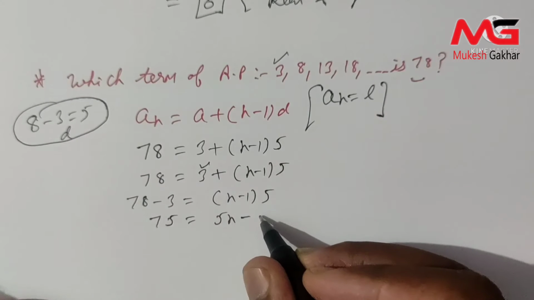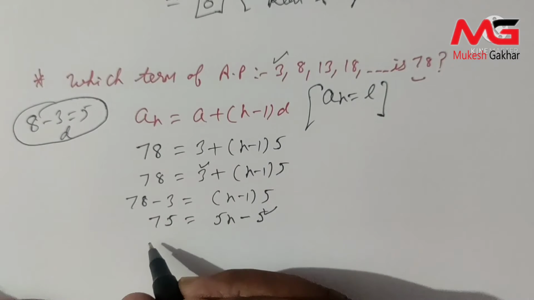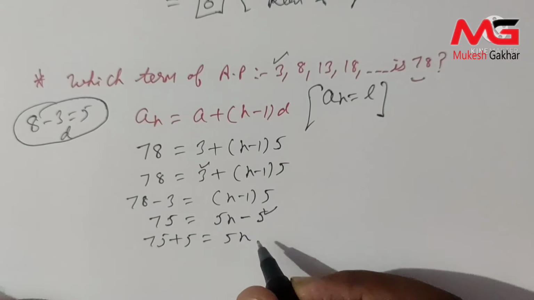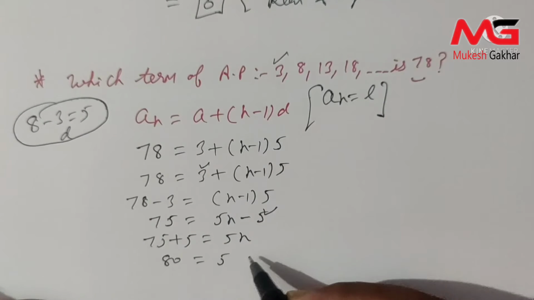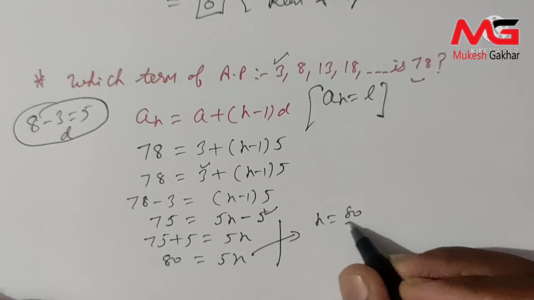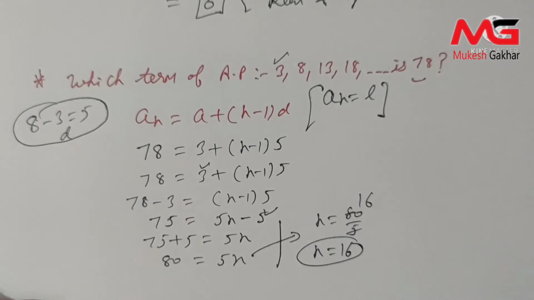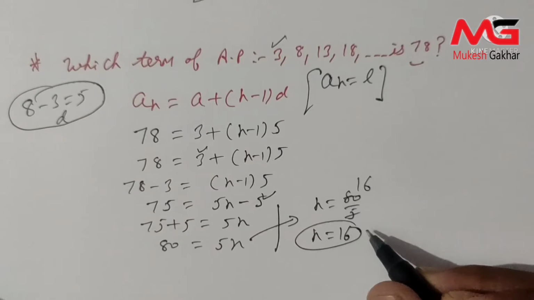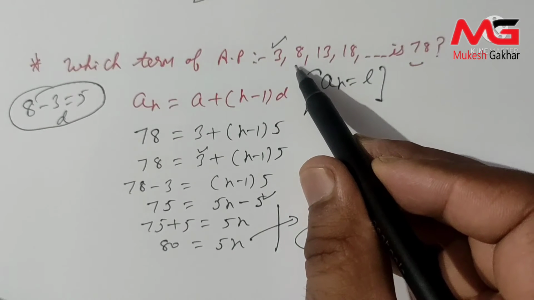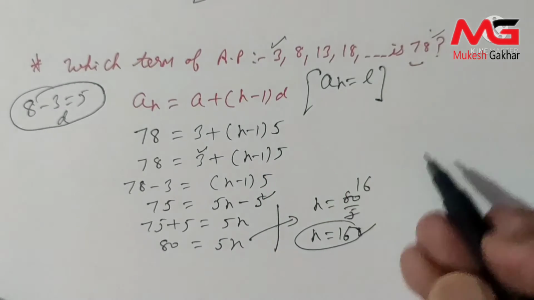5 into minus 1 is minus 5. You can take this minus 5 to the left hand side. 75 plus 5 is 80, equal to 5n. From here you will find n is equal to 80 divided by 5, which is 16. So the value of n is 16. Now what is n? N is the number of terms. 3 is the first term, 8 is the second term, 13 is the third term, and 78 is the last term. So the total number of terms is 16.